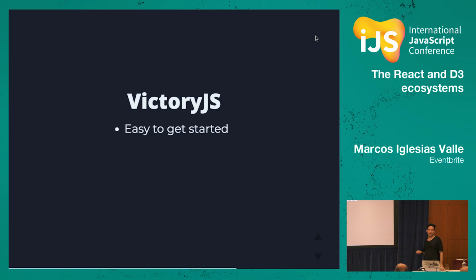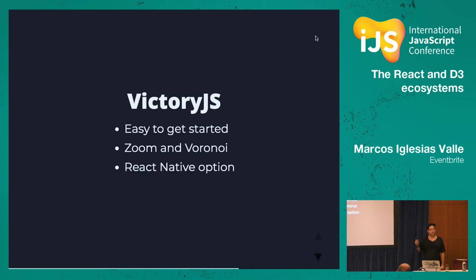Victory is easy to get started with, and it features a nice playground and really nice docs. It also includes Zoom and Voronoi, 2 components that are not that usual and that can be really handy. And this is the only library that can be used on React Native. So if you are focusing on React Native, probably this is the only library that allows you to create charts on React Native.